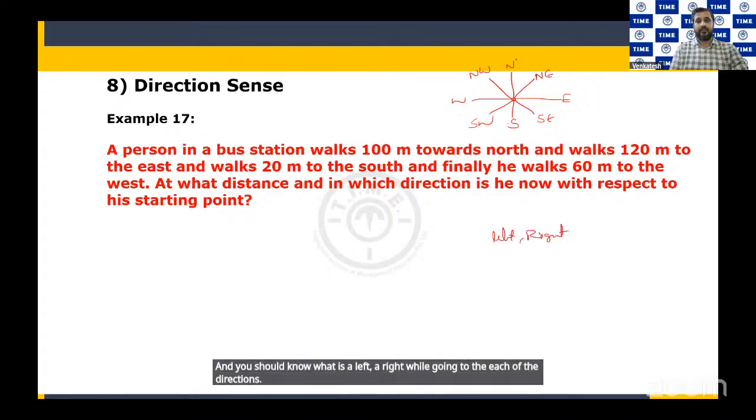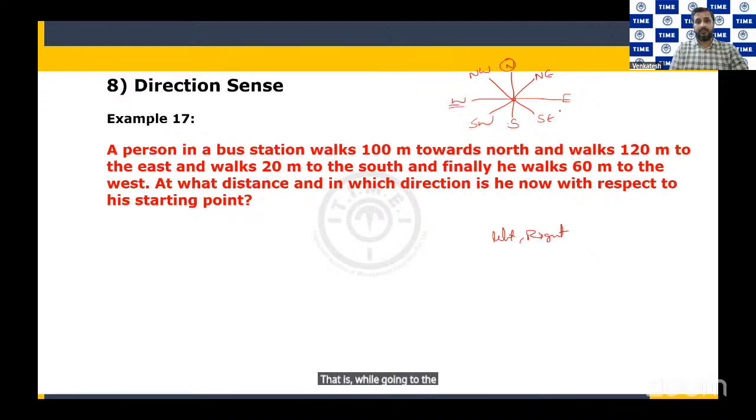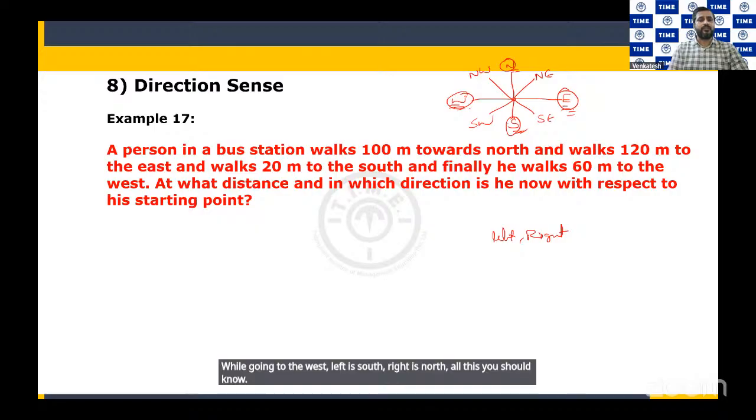And you should know what is the left and right while going in each of the directions. While going to the north, left is west, right is east. While going to the east, left is north, right is south. While going to the south, left is east, right is west. While going to the west, left is south, right is north. All this you should know. Then only you can complete the questions in less time.